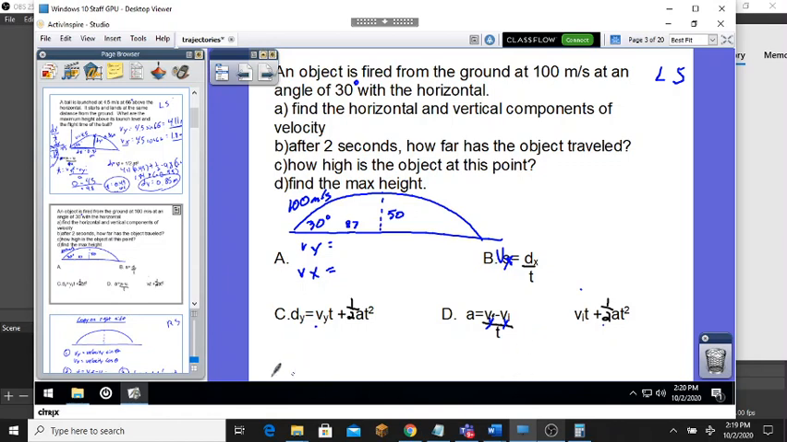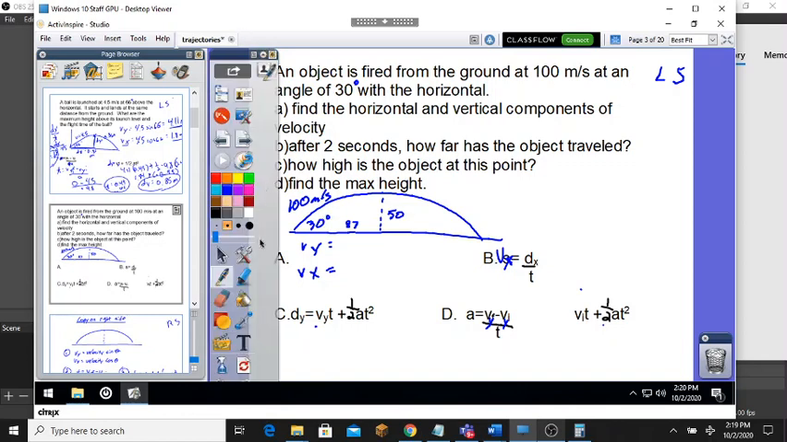And I just noticed on the last problem, I made a little tiny mistake, but that's okay. I'll show you where I made that little mistake. So it says an object is fired from the ground at 100 meters per second, so they give us that, at an angle of 30 degrees. Let me just erase this little part here and this little part. Those were the answers. You guys were not supposed to get the answers, but that's okay.